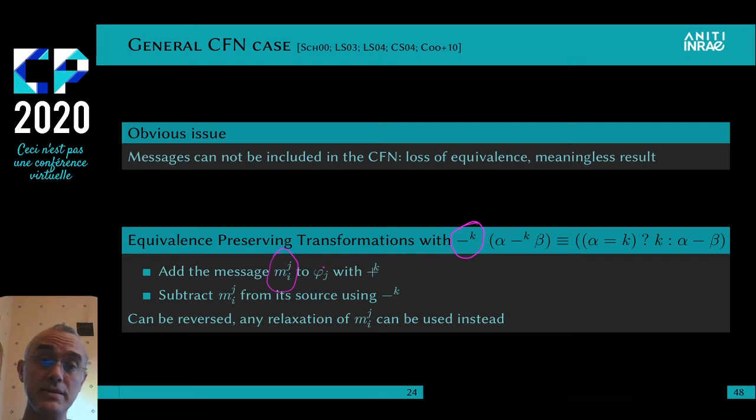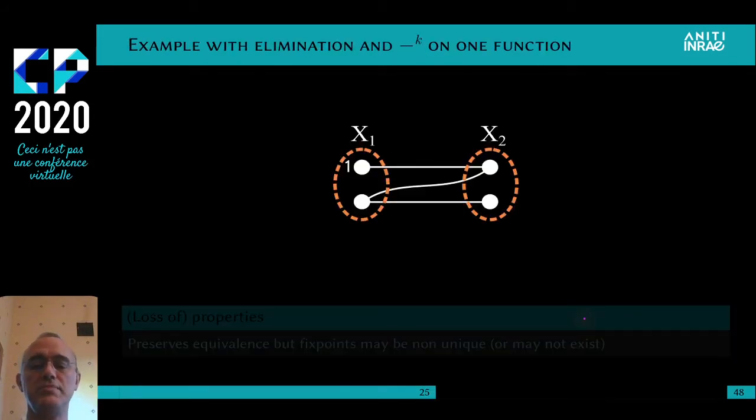We will add it to the domain of phi, and then we will subtract it from its source using this operator. It seems useless, adding and subtracting, but actually the cost information moves from large scopes to smaller scopes. And in the end, we can hope that it will reach this empty scope, so it will improve the lower bound. And this is actually what can be achieved in practice.